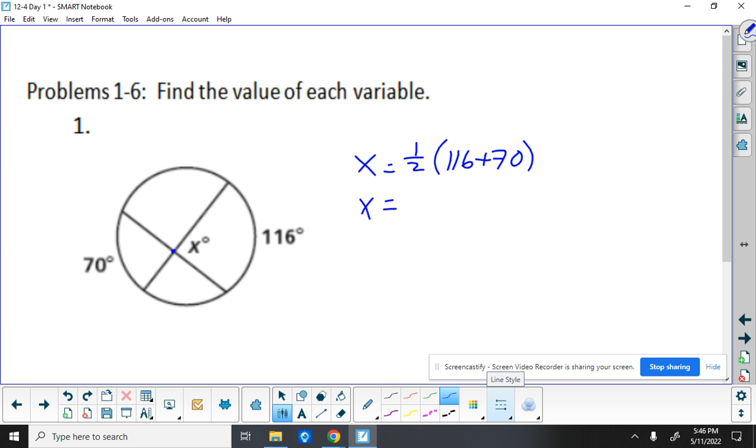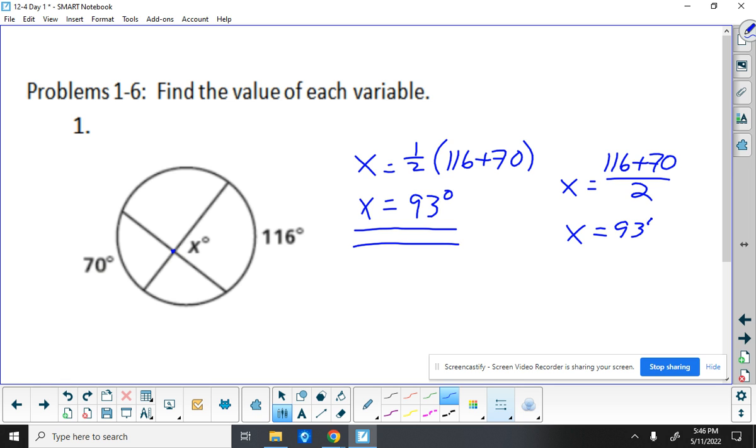116 plus 70, that's like 186. Cut that in half and I get 93 degrees. Okay. Another way that you could do that is you could do it this way. X equals 116 plus 70 divided by 2. And you're going to get 93 degrees. Okay. First one. Second problem.